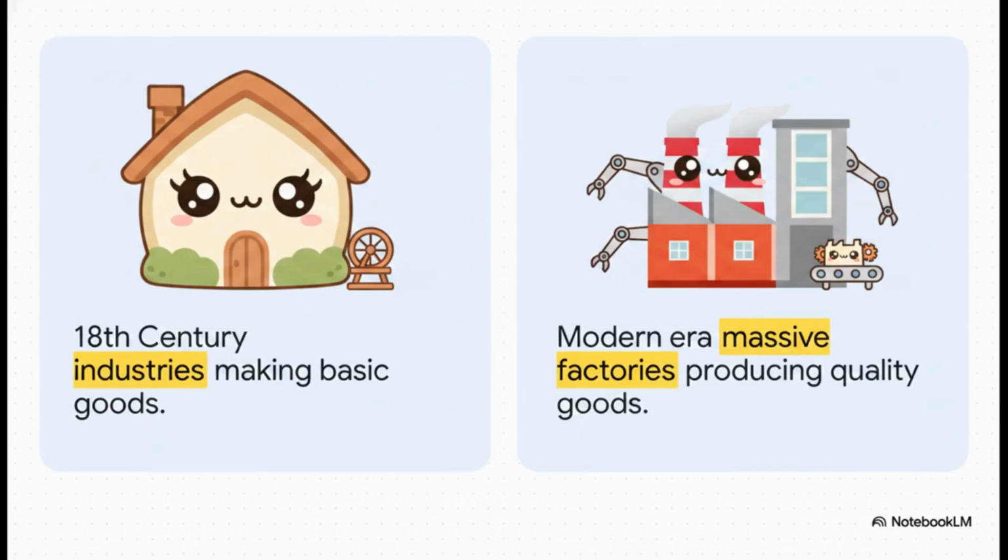Contrast that with the modern era. The Industrial Revolution completely flipped the script, moving all that production into massive factories. Switching to complex machinery and new tech radically transformed both the capacity, like how much stuff we can actually make, and the sheer quality of the industrial goods we rely on today.